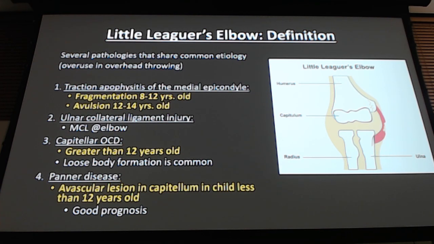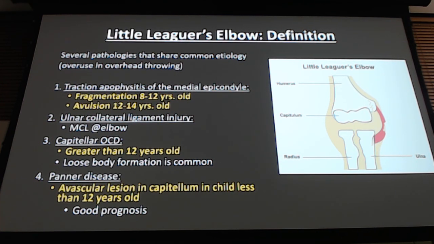So when you're reading scenarios on tests, you're looking for certain keywords. Good to go? Panner disease, that's very specific. Okay, Panner disease has to be given to you in a way that describes it as an avascular lesion in the capitellum. Okay? In a child less than how many years old? 12, right? So there's that 12 again. So less than 12 and an OCD of the capitellum, right? So that's that avascular lesion in the capitellum. Then that means that you have Panner disease. Good to go?